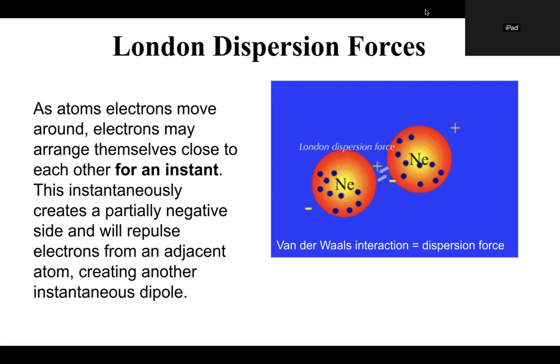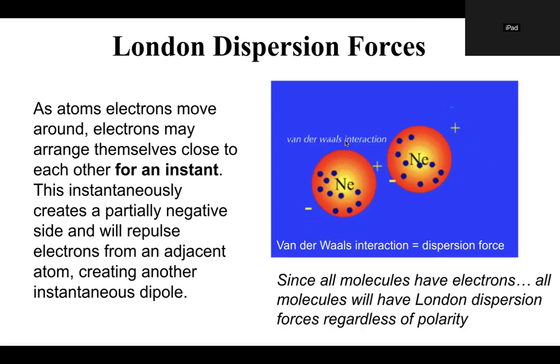We start to say that, okay, over time, these electrons are starting to move and ripple through to create a partial positive on one side, then they move away, then a partial positive in the next one, and then move away. So this instantaneously creates a partially negative side and repels electrons from an adjacent atom, and that creates another instantaneous dipole. And then that would repel electrons from another adjacent atom, creating another instantaneous dipole. So while these are very, very weak, this is how nonpolar substances stay together, because these intermolecular forces, albeit weak, ultimately help hold these different interactions together.